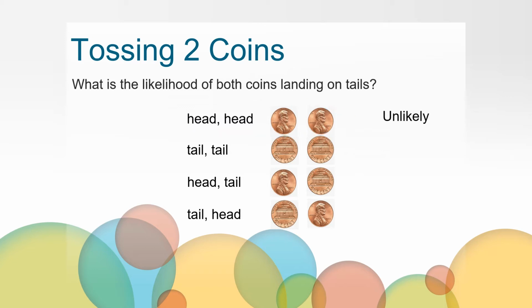What is the likelihood of the coins both landing on tails? Yeah, it's the same likelihood as what we just said for heads. The same likelihood is true for both coins landing on tails because there's only one outcome that shows two tails and three outcomes that show something different.